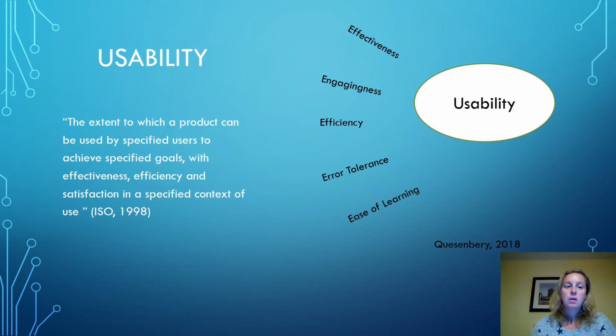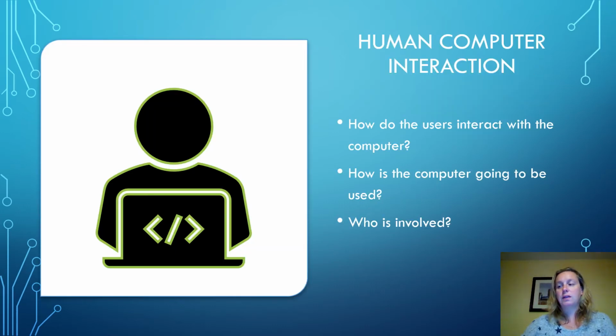We don't know. But all of these, as the ISO says, contain usability, which is the extent to which a product can be used by specific users to achieve specific goals with effectiveness, efficiency, and satisfaction in a specified context of use. Our next factor is human-computer interaction.